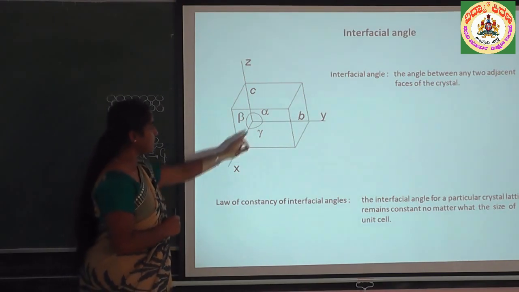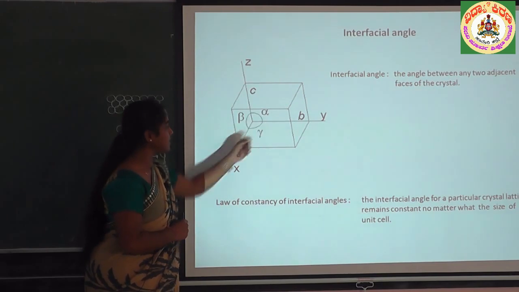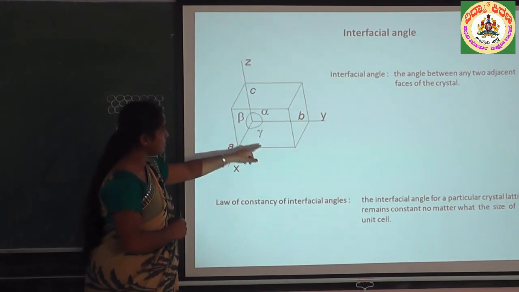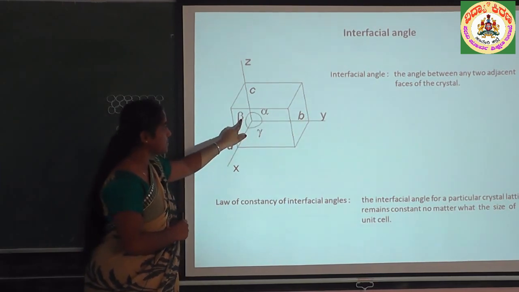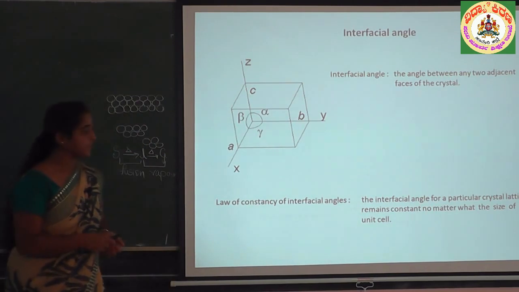Okay. Alpha is the angle which is present between B and C. Opposite to the bond length A, alpha is present, opposite to the bond length B, beta is present, and opposite to the bond length C, gamma is present.